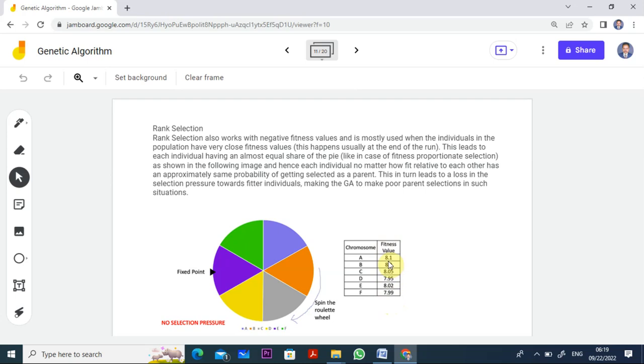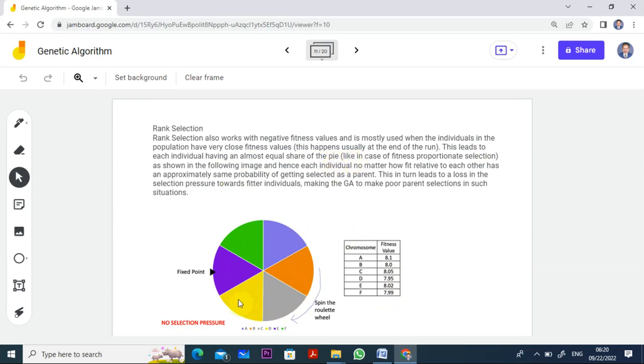What you do here is, fitness is not so important, because all are fit, between 7 and 8 all are fit. But according to the rank, what is the highest? 8.1 has the highest fitness, so it is rank 1. The next one, 8.05, is the next highest, then 8.02 the next, like that: 8.1, next is 8.05, next is 8.02, next is 8.0, next is 7.99, and the last one is 7.95. You got it now? Now this leads to each individual having an almost equal share of the pie.